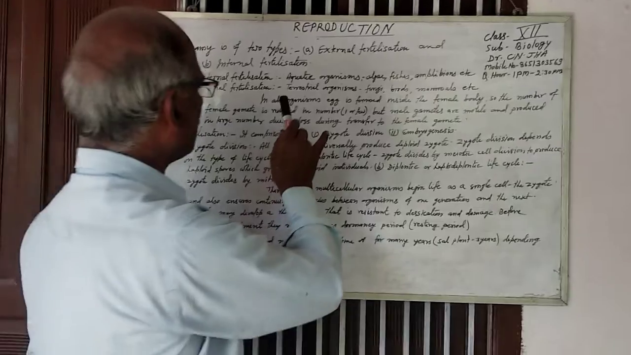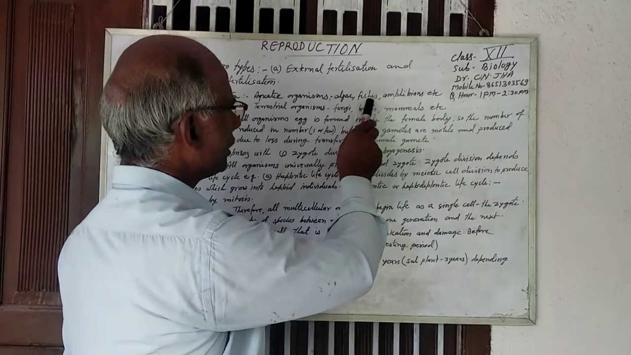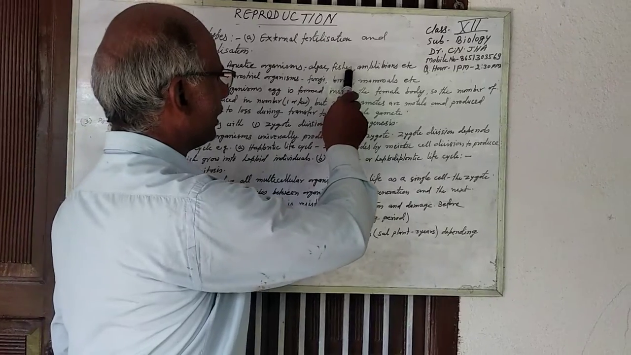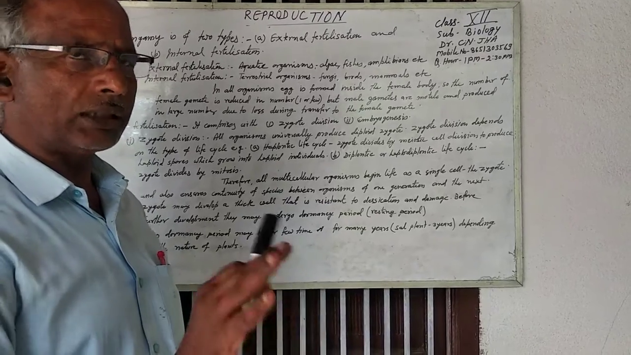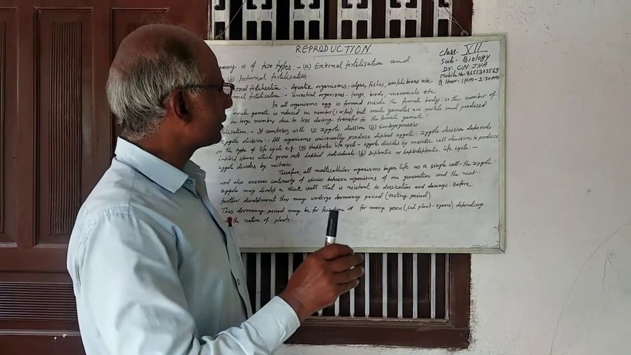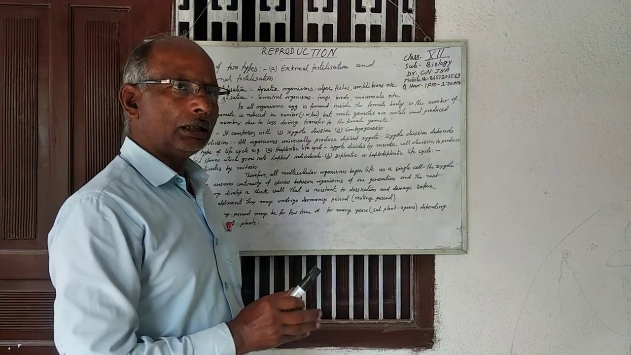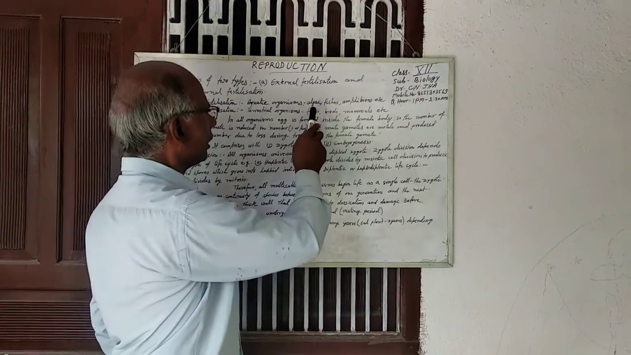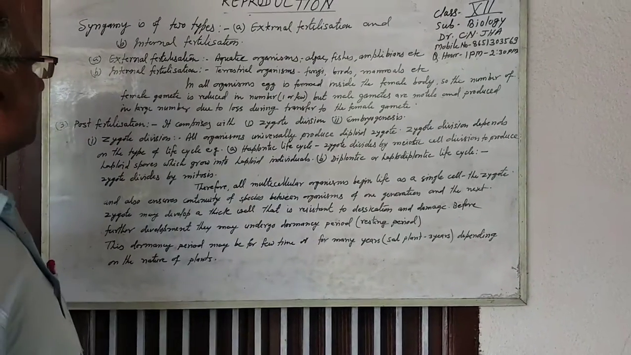examples of external fertilization are aquatic organisms, algae, fishes, amphibians. In all these cases, the female organism releases a lot of eggs into the water, and the male organism secretes its male gametes around the female gametes, and the fusion of male and female gametes takes place outside the body. Therefore, this type of fertilization is known as external fertilization.